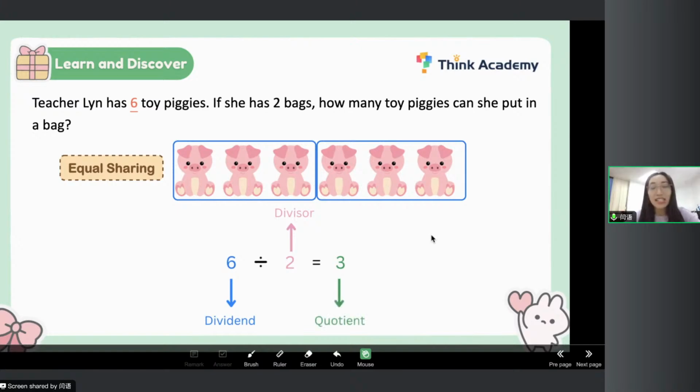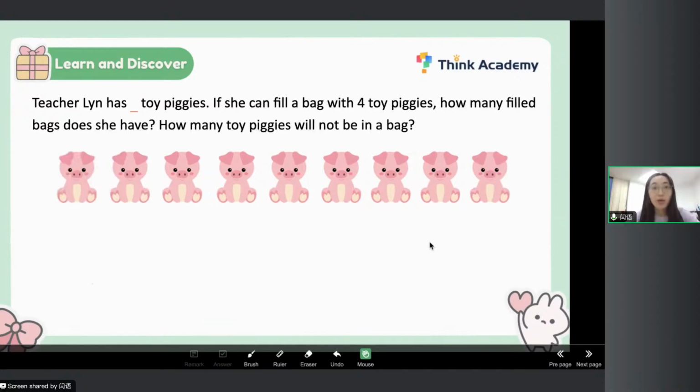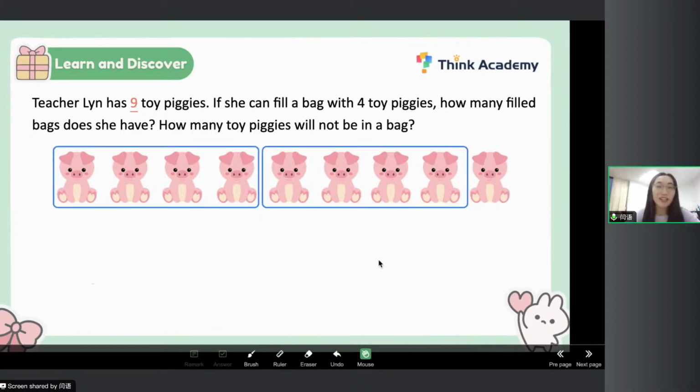So here you see that this is what we learned before, but today we are going to move on to some remainder part. Teacher Lee has 9 toy piggies now. If she can fill the bag with 4 toy piggies, how many filled bags does she have? And how many toy piggies will not be in one bag? Again, very easy for you, right? Because the number is not that big. So here we have 9 divided by 4, which is 2 remainder 1.